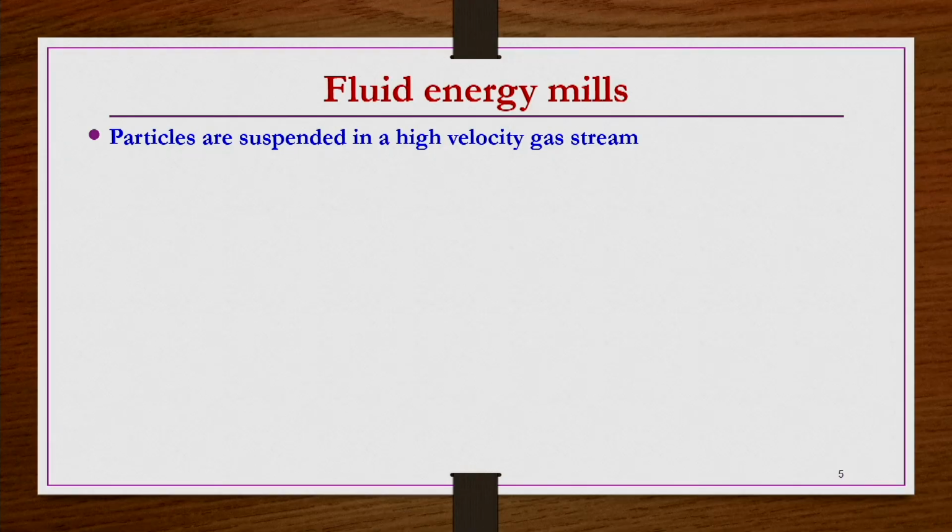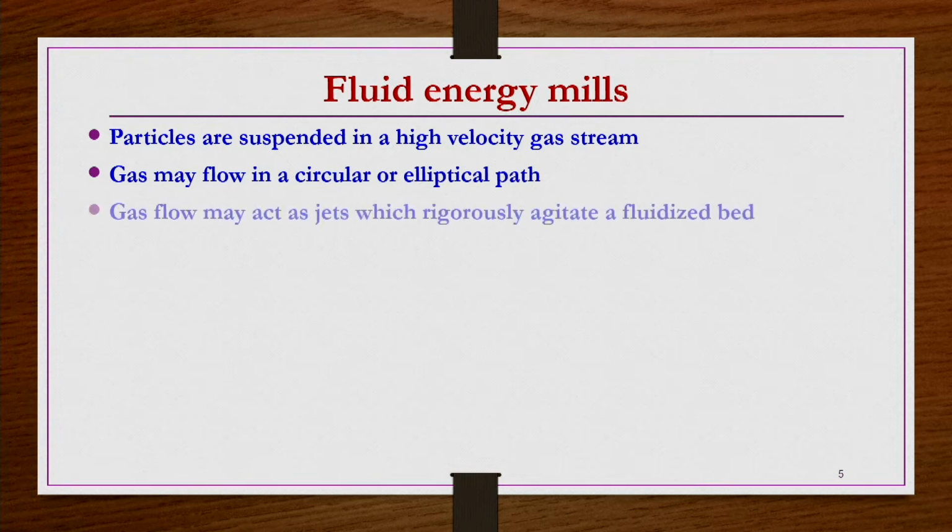Particles are suspended in a high velocity gas stream in these fluid energy mills, and then the gas flows in a circular or elliptical path, depending on the design of the fluid energy mill that we have. Gas flow may act as jets which vigorously agitate the fluidized bed. The fluidized bed consists of the particles which are to be size reduced, which are to be crushed, to further smaller fine sizes.